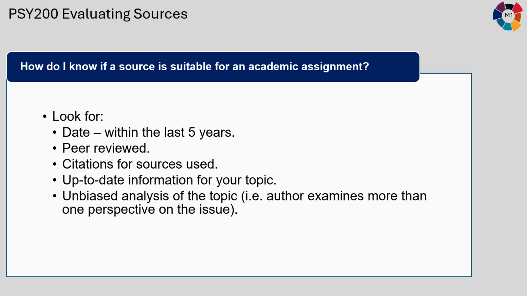So lastly, let's quickly review how you know a source is suitable for academic assignments. Look for a date within the last 5 years. Is it peer reviewed? Are there citations for their sources? Is the information up to date? And is the analysis unbiased? Do they mention other perspectives on the issue?